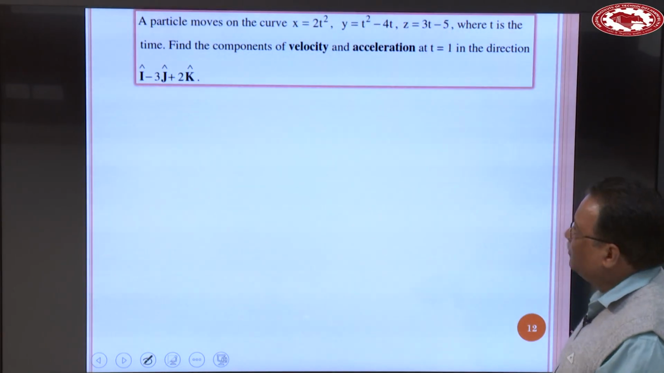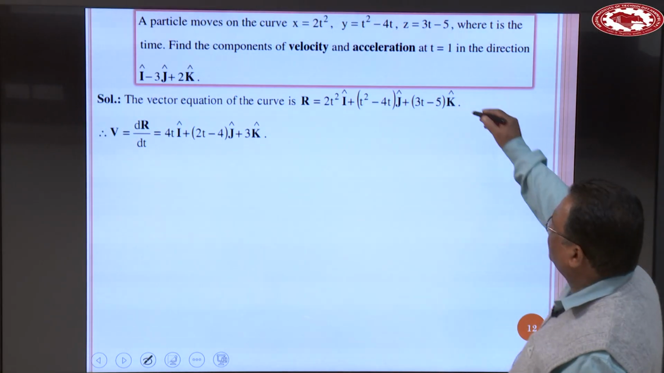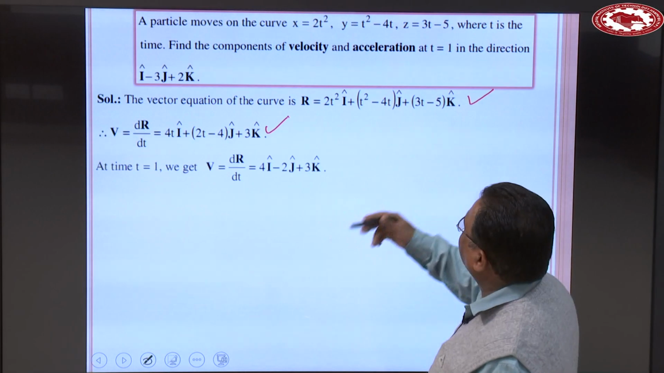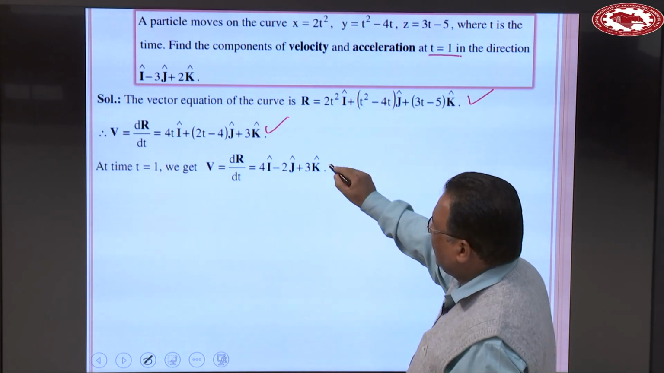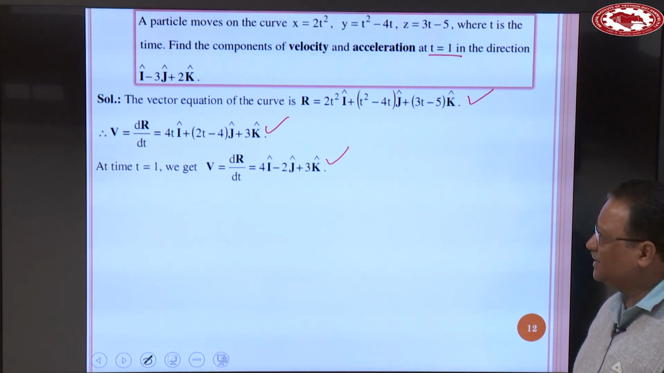ठीक है. डॉट प्रोडक्ट लेके calculate कर सकते हैं. So, first write down the vector equation of the curve. So, vector equation of the curve is this. Calculate the velocity. Velocity is this, and at time t is equal to 1, we have 4 i cap minus 2 j cap plus 3 k cap. Okay. So, velocity is this.